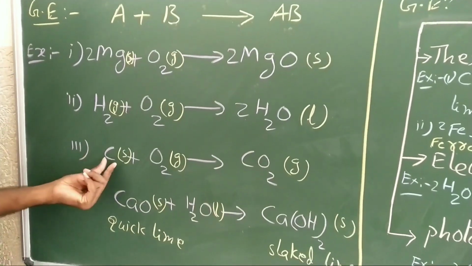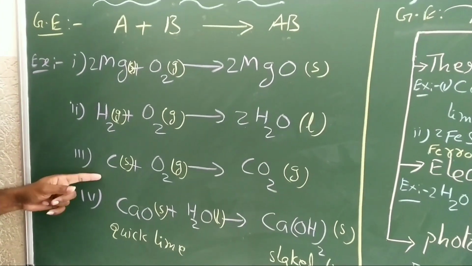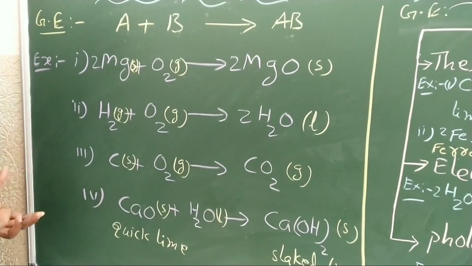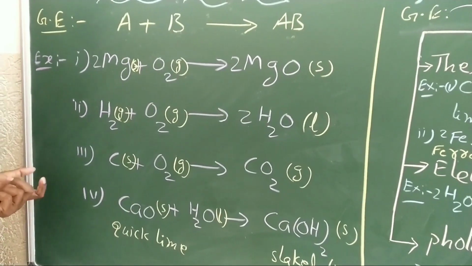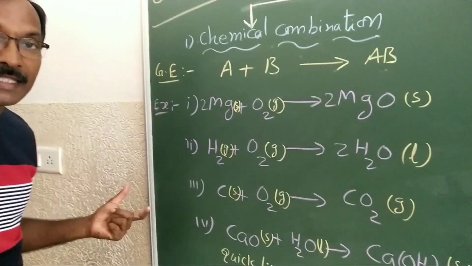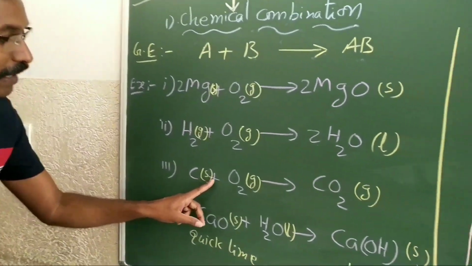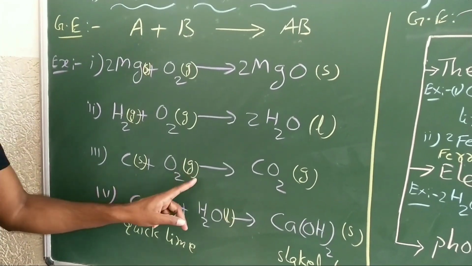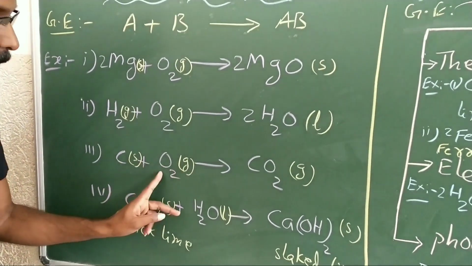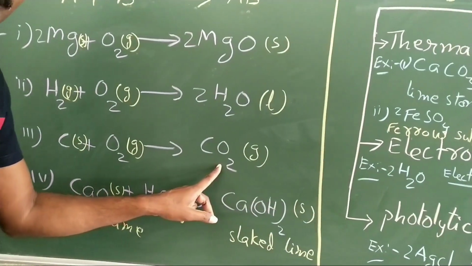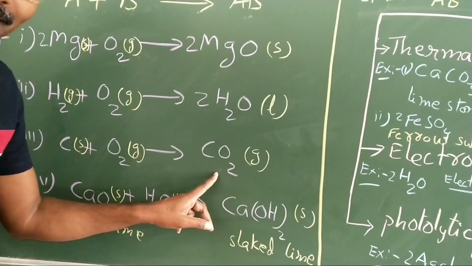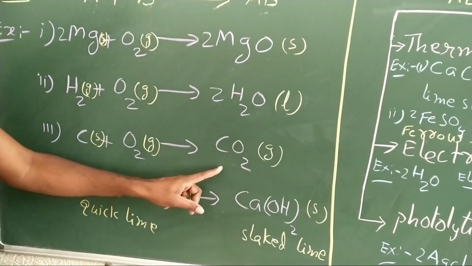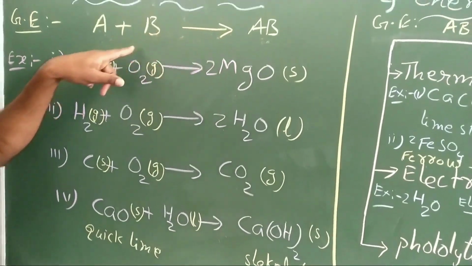Come to the third case, carbon. We know the common name for carbon in day-to-day life: charcoal is one example of carbon, and carbon is also the coal in coal mines. When carbon burns in oxygen, carbon being in the solid form, blackish in color, and oxygen in the gaseous form, these two combine to give you carbon dioxide, which is in the gaseous form. So 2 simpler elements combine to give you one compound. It is also in accordance with the general equation.